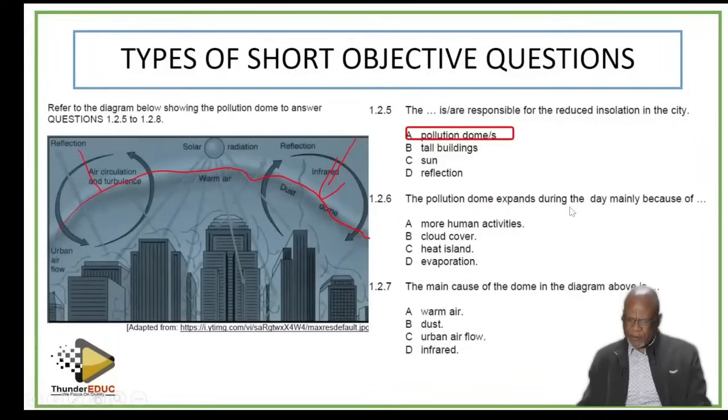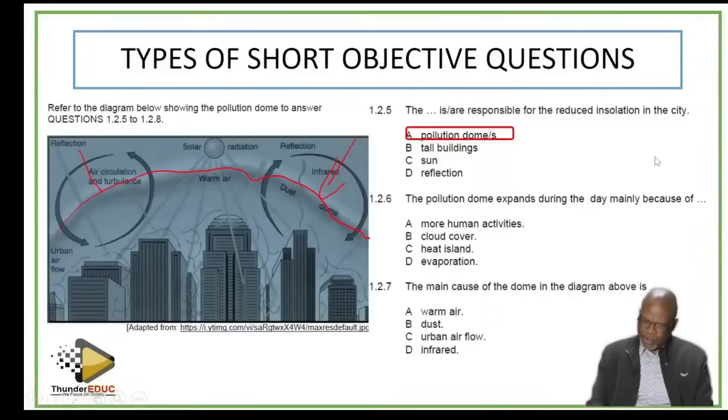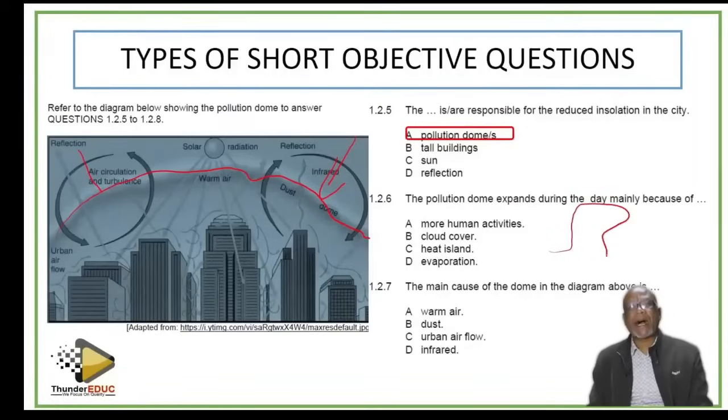Then the pollution dome expands during the day mainly. So what does it mean? It means now the shape of the pollution dome during the day will be a little bit higher. It will expand during the day and it will go lower during the night. So the question is, the pollution dome expands during the day mainly because of more human activities, cloud cover, heat islands, or evaporation.